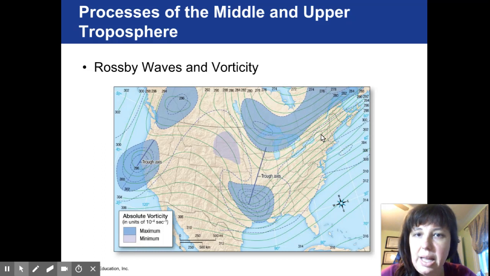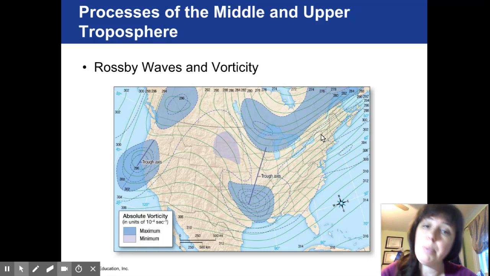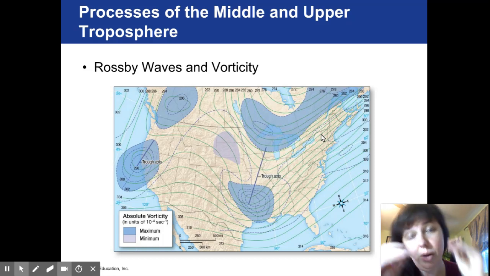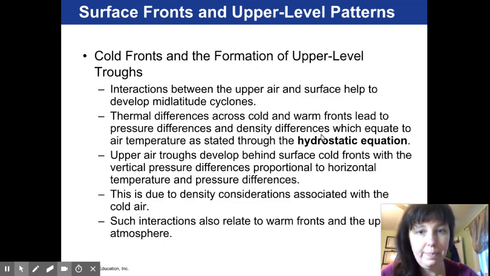But this is an example of breaking down those Rossby waves and just looking at high and low pressures and speeds of rotations as they join the air aloft. So the air in the topmost parts of just the troposphere.